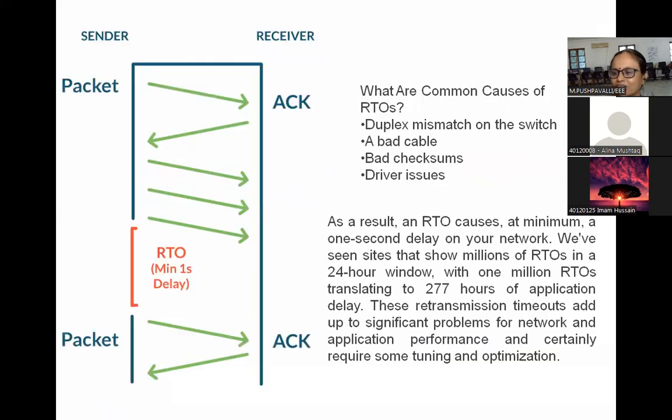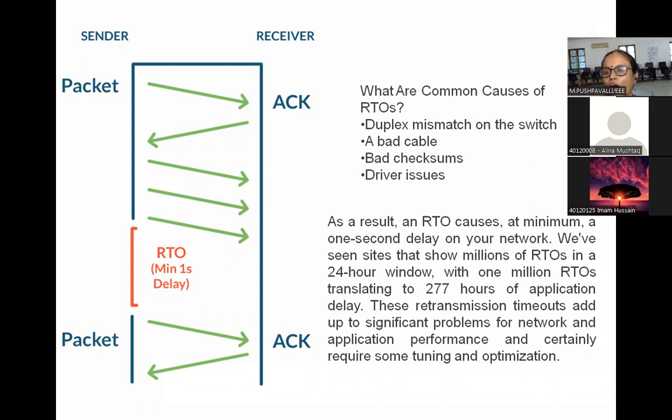So what are the common causes of RTO? Duplex mismatch on the switches. You all know node to node, host to host, or end to end communication. There are some common causes of RTO. Why? Because of duplex mismatch on the switches. From switches we are all transmitting, whether there are bridges, or in wireless LAN where there are no bridges, there will be routers and different gateways. So sometimes duplex mismatch on the switches, bad cable, bad checksums, and driver issues are all causes of RTO.